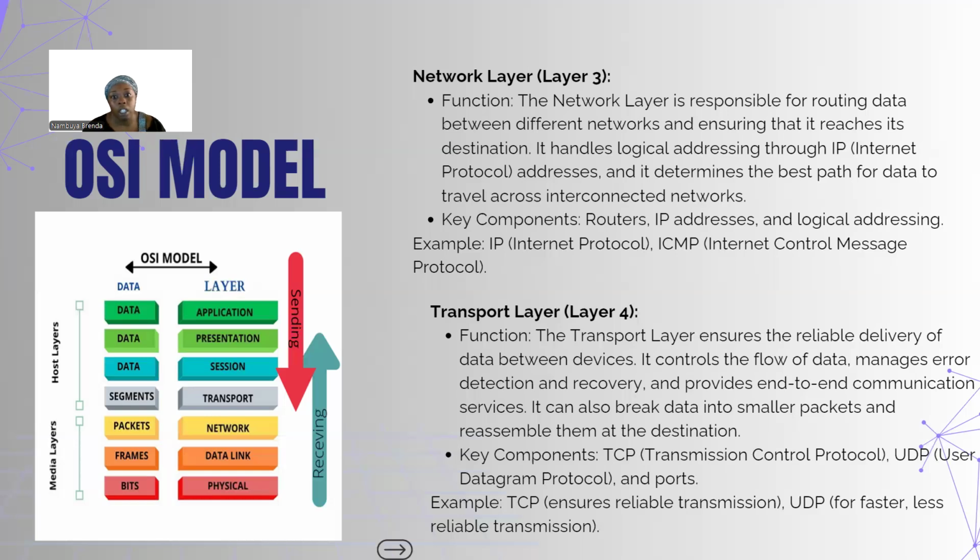And also it handles the logical addressing through the IP addresses. For here, we only need routers, and IP addresses, where each device is assigned a different IP address. It just needs logical addressing. For example, we have the IP, which is the Internet Protocol, then we have the ICMP, the Internet Control Message Protocol.